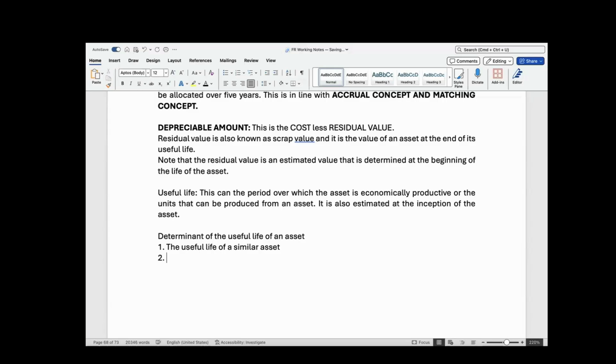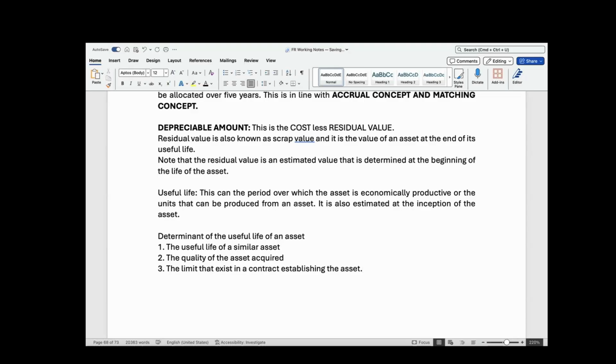Another one is the quality of the asset acquired, which will determine its useful life. It could be the limits that exist in a contract establishing the asset.